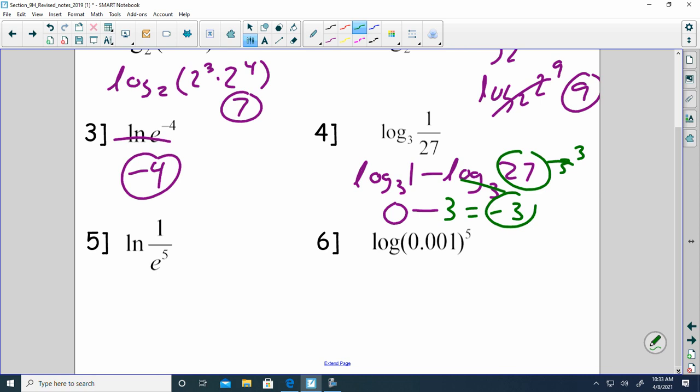Let's do this one like you just said. Same idea. ln of 1 over e to the 5, which is ln e to the -5. Where did the 1 go? Well, it's a denominator now. Something over 1 is something. All right, natural log of e. Do they cancel? They're inverse operations. They cancel. So those are gone. So I just get -5 for an answer. And we're done.